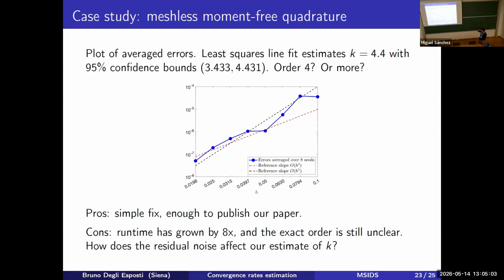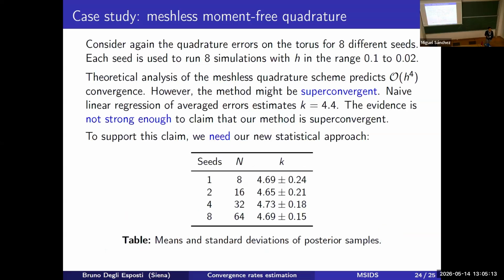Okay, this was a simple fix, enough to publish the paper, but the runtime has grown by 8 times. The exact order is still unclear, and we don't really have an estimate on the uncertainty. So last slide. Let's now apply our Bayesian approach, because the theoretical analysis of this method predicts h to the 4th, at least. Then it could be higher.